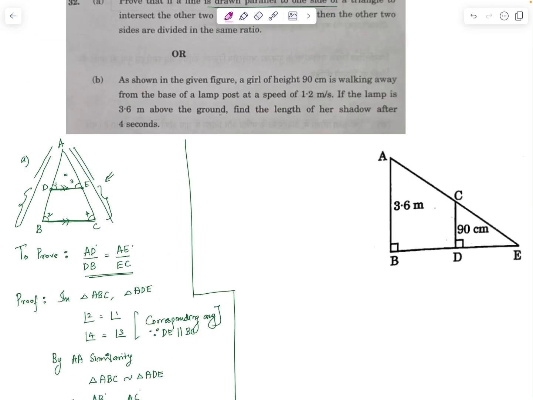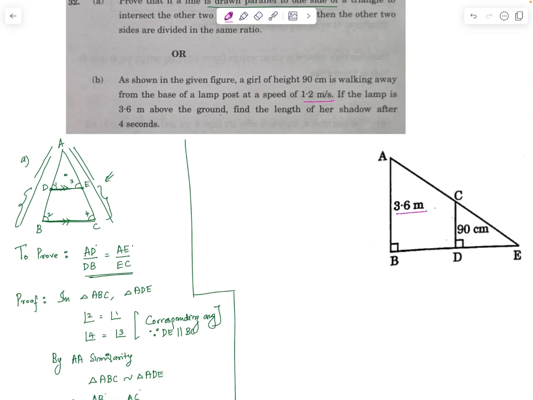The B part of the question says, as shown in the given figure, a girl of height 90 centimeter is walking away from the base of a lamp post at a speed of 1.2 meter per second. If the lamp is 3.6 meter above the ground, find the length of her shadow after 4 seconds. Let's observe the diagram. AB is the lamp post which is of height 3.6 meter. CD is the girl's height which is 90 centimeter. Note the height of the lamp pole is in meters and the height of the girl is in centimeter.